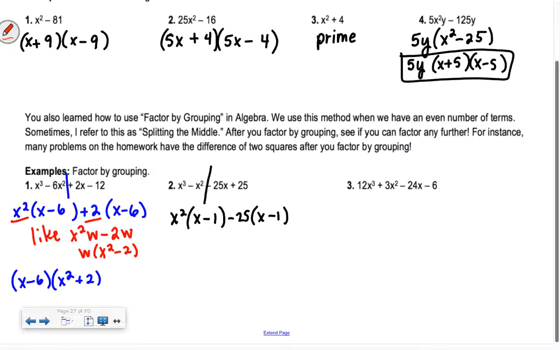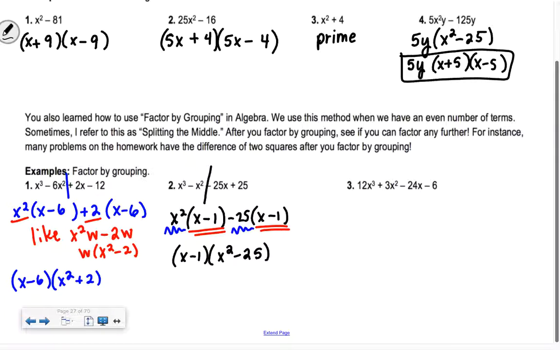Okay, so now I have a GCF. I have this x minus 1 in common to both things. It is now a common factor. I pull that common factor to the front, right, factor it to the front. And then I'm left with the x squared and the minus 25. So I write what's left, x squared minus 25.